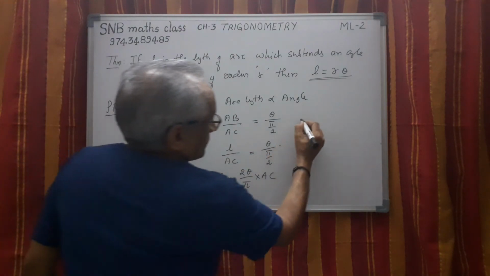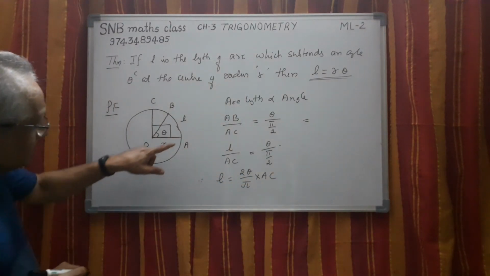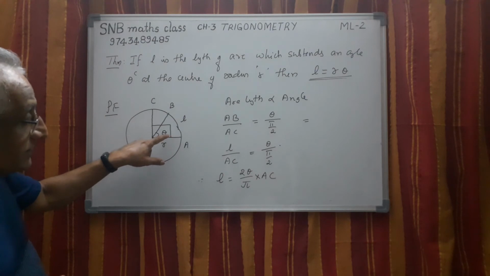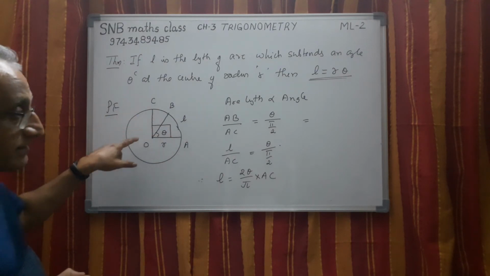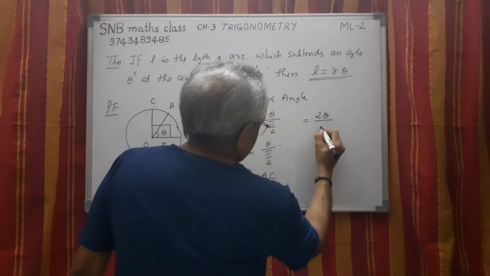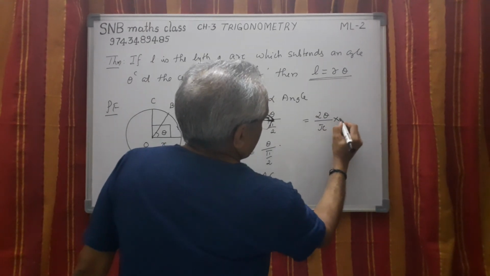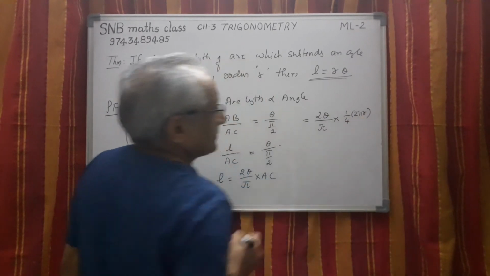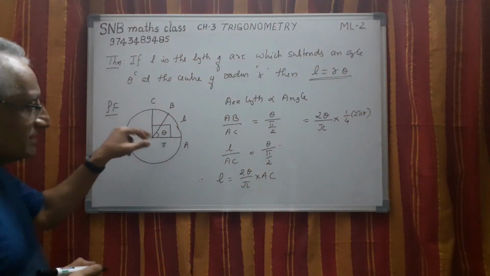Now AC equal to, this is the next step. What is the AC length now? This is 1/4 of the entire circle. So it is 1/4 of the circumference. So this will be equal to 2 theta by pi into 1/4 of 2 pi r, because circumference is 2 pi r.